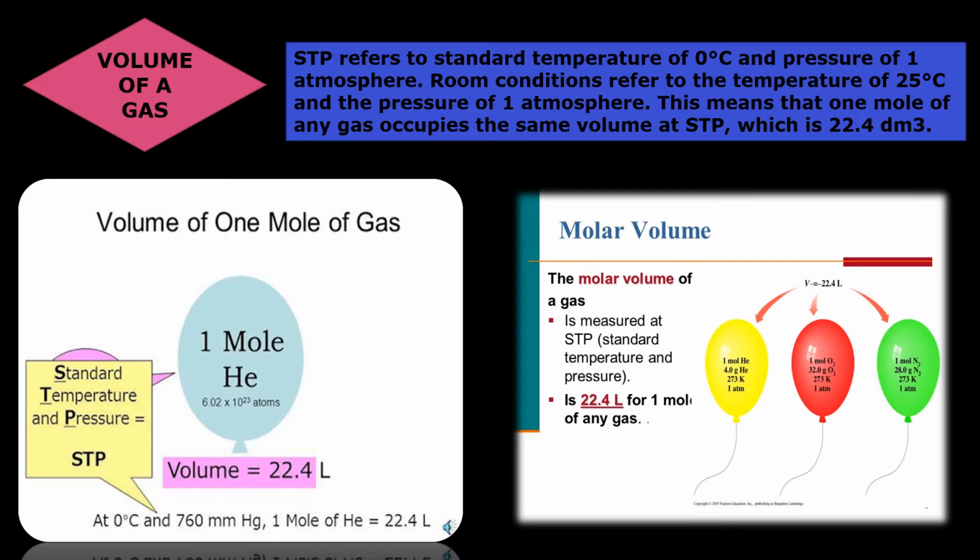Now next diagram, molar volume. The molar volume of a gas is measured at STP. Obviously it is always 22.4 liter for 1 mole of any gas. Okay, so you can see 1 mole helium, 1 mole oxygen and 1 mole nitrogen: 4 gram, 32 gram, 28 gram of He, O2 and N2. 273 Kelvin, here also same, here also same. 1 atmosphere pressure, 1 atmosphere pressure, 1 atmosphere pressure. Hope you have understood.